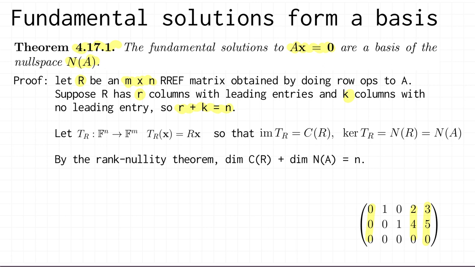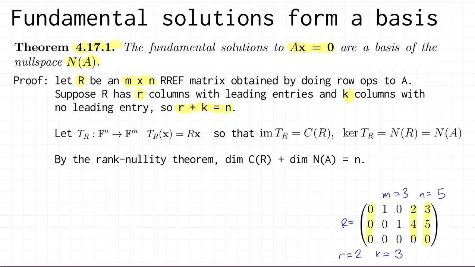So let's figure out what's going on. This is our example R. The number of rows, M, is 3. The number of columns, N, is 5. We have 2 columns with leading entries, so r is equal to 2, and k columns with no leading entries, k is equal to 3. And 2 plus 3 is equal to 5, as promised. Okay, so we're happy so far.